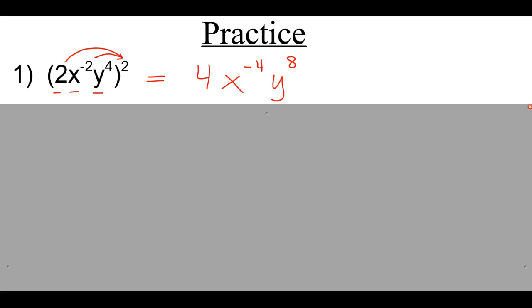Now the 4 is fine. The 4 is its own thing. That's like 4 to the 1st power. The 4 is going to stay up top. The y is going to stay up top. But the x term has to go down to the bottom and become positive. Once you have 1x, 1y, no negative exponents, that's your final answer. So that there would be it.